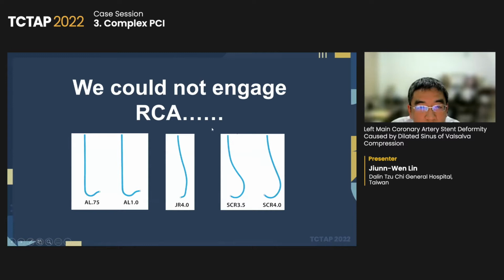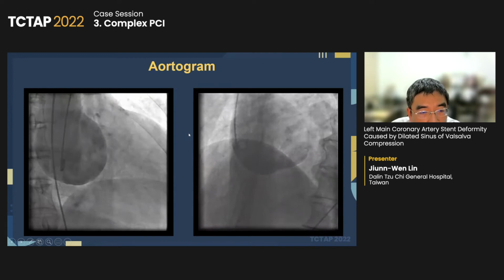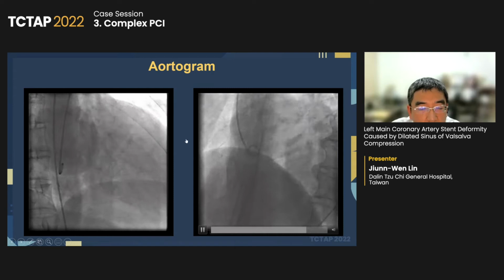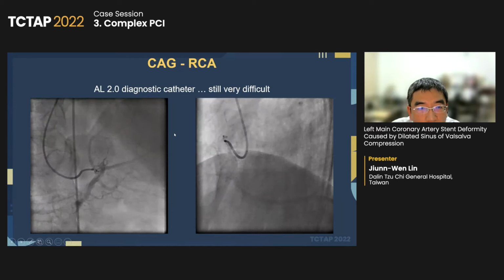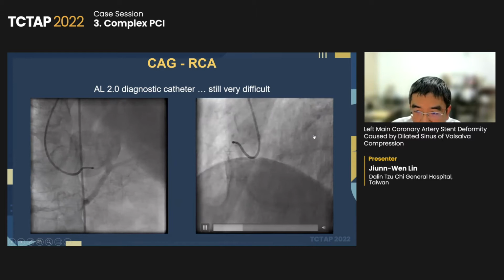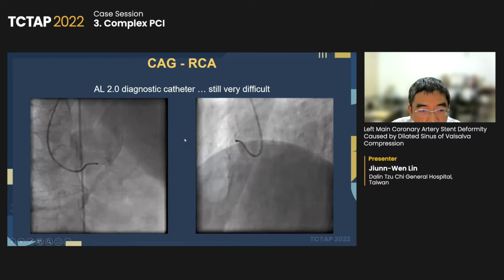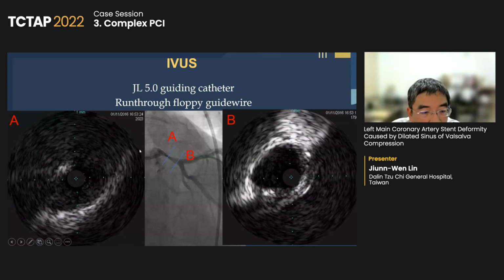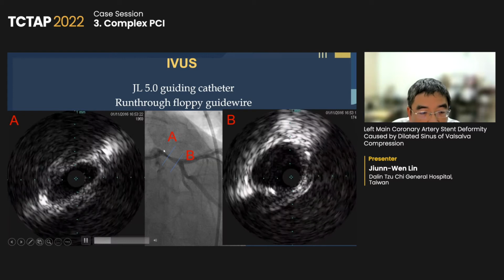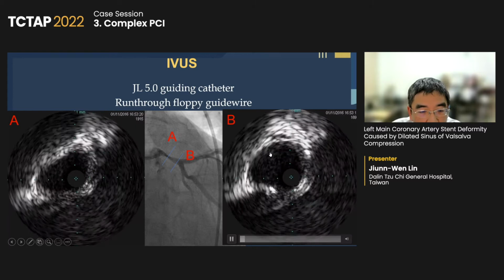We had difficulty engaging RCA, so we did an aortogram to try to find RCA. You can see a very dilated aortic root and a significant AR. Finally, we used an AL2 diagnostic catheter to do RCA angiography. RCA was free of significant stenosis. IVUS showed a small and oval-shaped lumen of the left main ostium without significant plaque burden in other coronary segments.